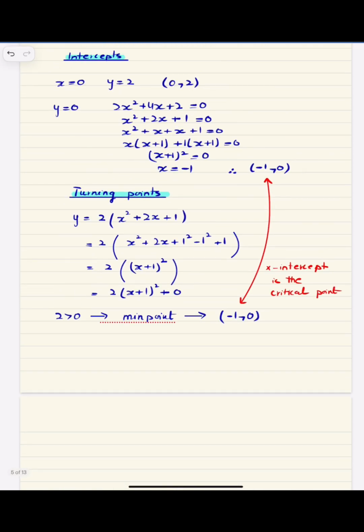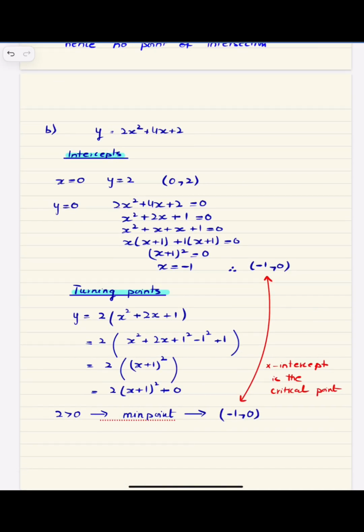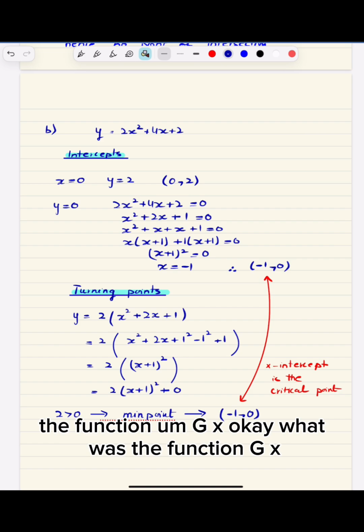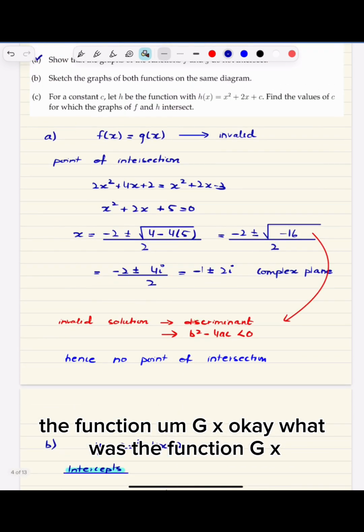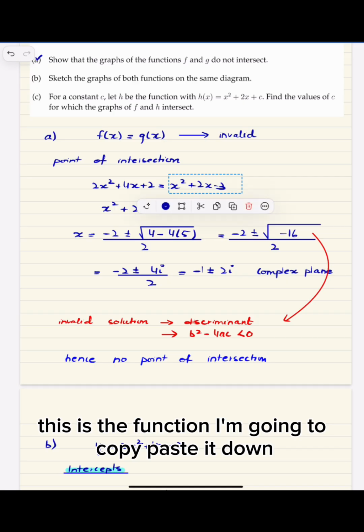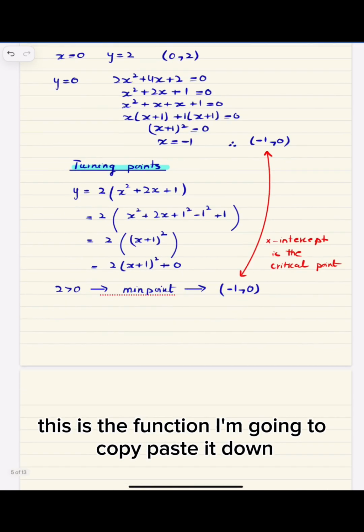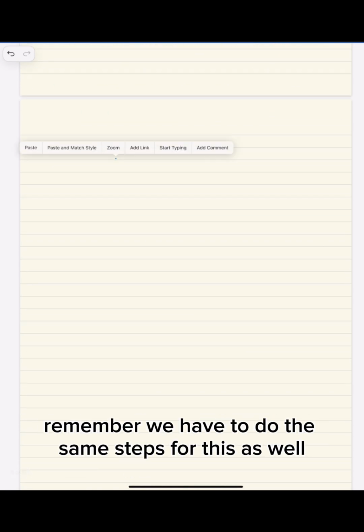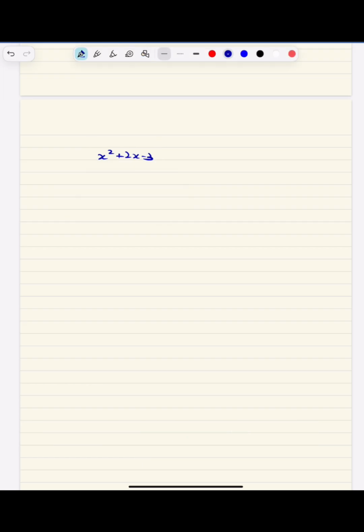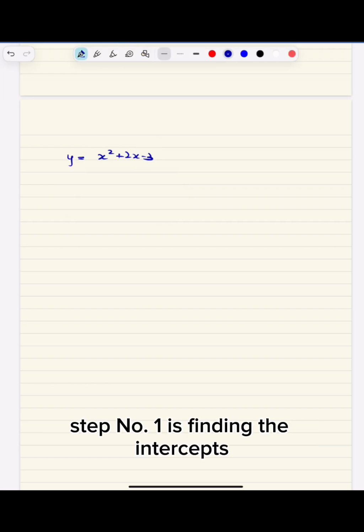Okay, moving on to sketching the function g(x). What was the function g(x)? This is the function. I'm going to copy paste it down. Remember, we have to do the same steps for this as well. Step number 1 is finding the intercepts.